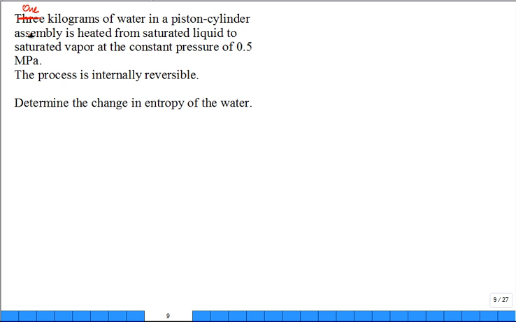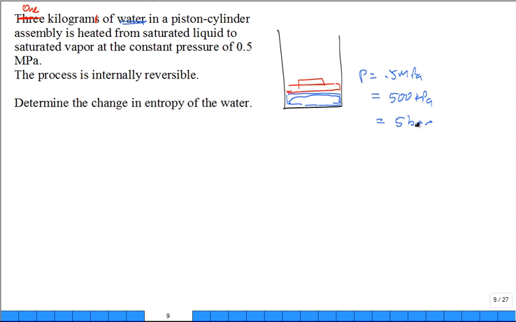1 kilogram of water in a piston cylinder assembly is heated from saturated liquid to saturated vapor at a constant pressure. How do we do that? Well, we typically put the piston this way, put the weight on it, and let it rise in a frictionless cylinder. And so our fluid starts off down here, and that's our system. Okay, it's water, and it's at constant pressure. The pressure is always 0.5 megapascal. How many kilopascal is that? How many bar is that?